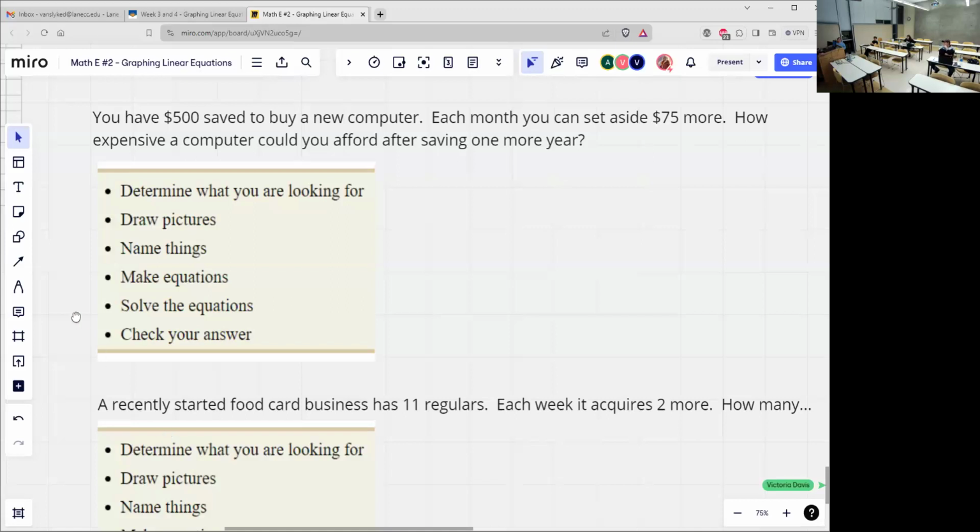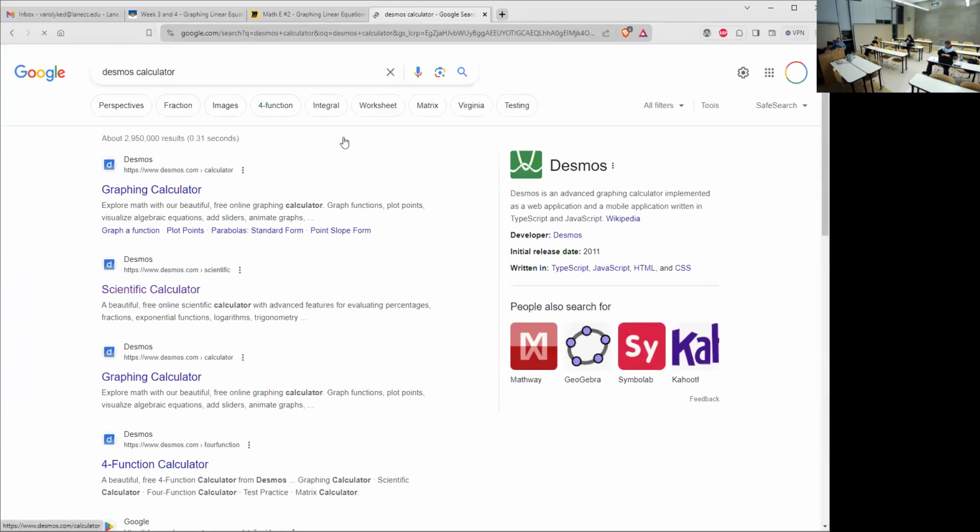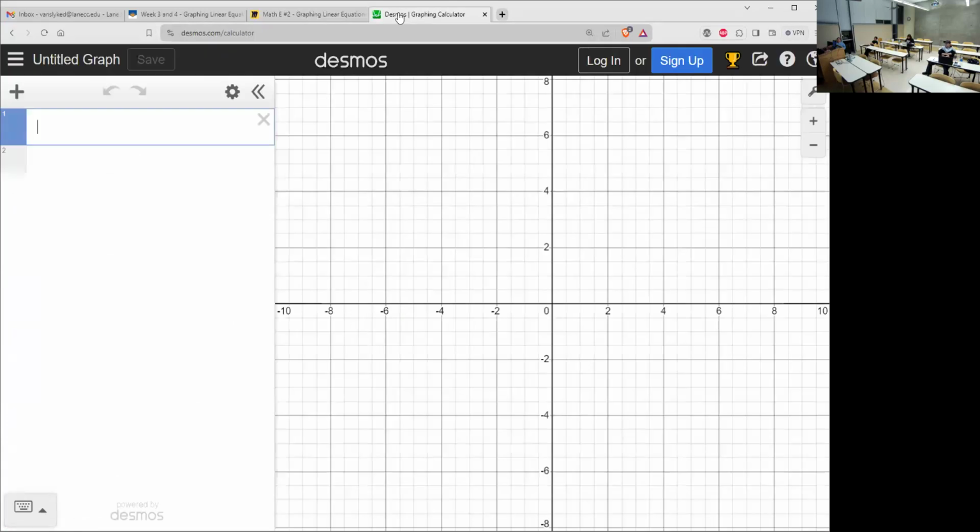500 plus 75 times 12. Yeah, my brain sees it. No, that's how mine sees it too, but he wants an equation. No, that's fine. This is great. 500 plus 12 times 75. Everyone happy with that? We could even see what that is, Desmos calculator. 75 times 12 is 900 and plus 500 is 1400.